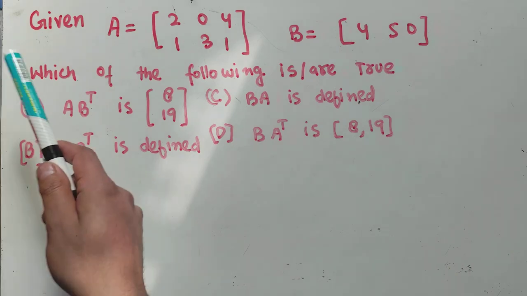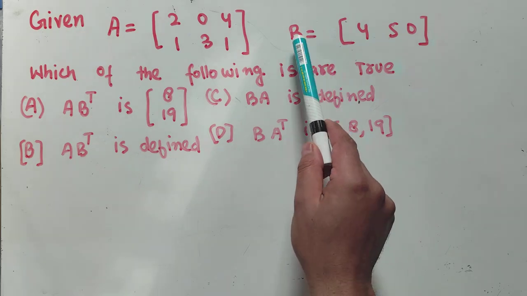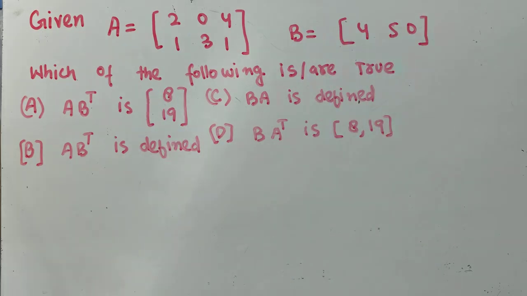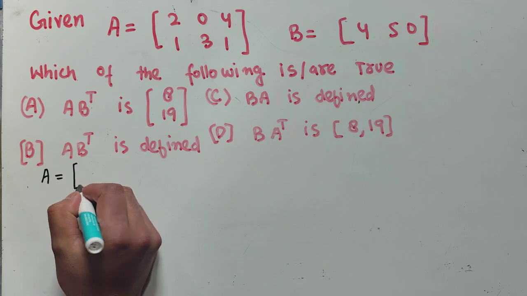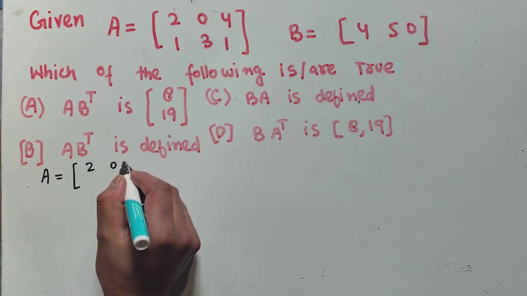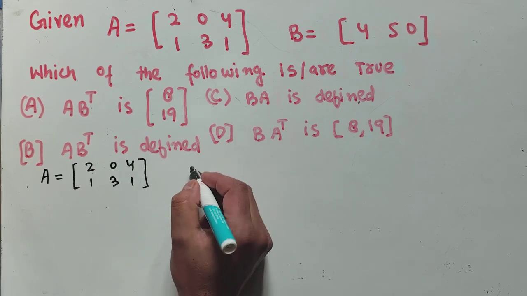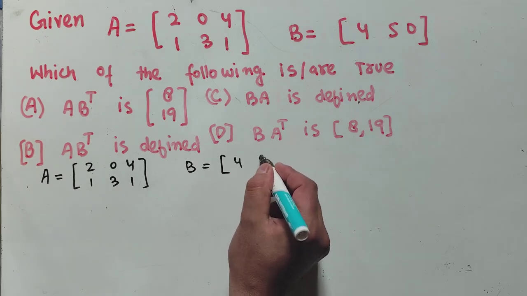Next question is, given the matrix A is equal to 2, 0, 4, 1, 3, 1, and we have another matrix B is equal to 4, 5, 0. Which of the following is or are true? Options are being given. We need to find out the correct option or options. So we have the elements 2, 0, 4, 1, 3, 1 in matrix A. In matrix B, we have the elements 4, 5, 0.